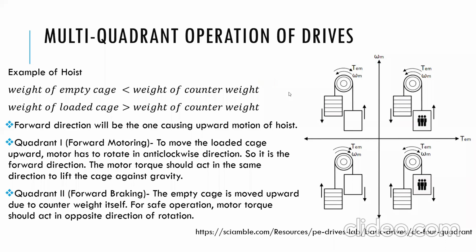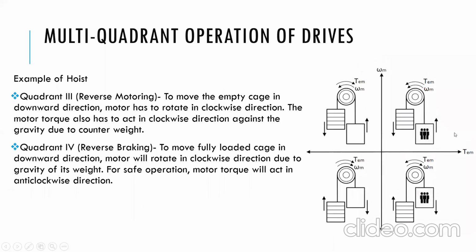We have seen the multi-quadrant operation of drive, and in each quadrant we have seen how the operation of drive depends on the direction of rotation or the direction of speed, direction of motor torque or load torque. To examine the operation of a drive, we must know how the load operates itself. What is the effect of load on the drive? For example, in the case of hoist, the effect of gravity is dominant.